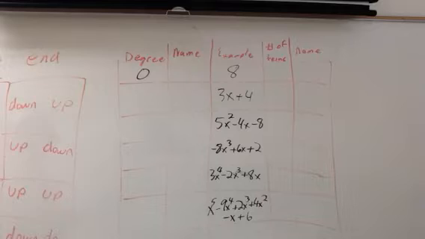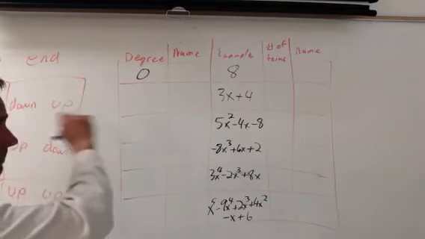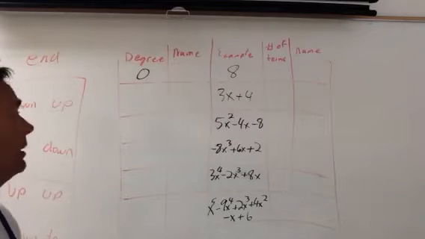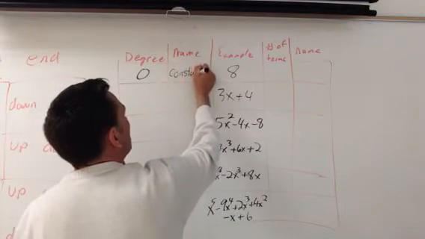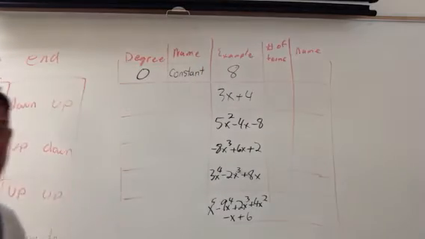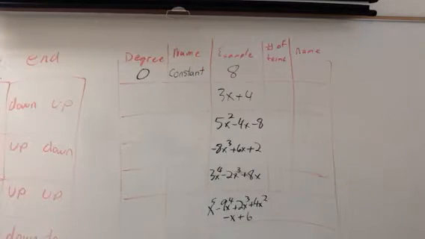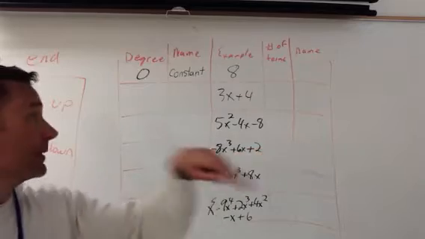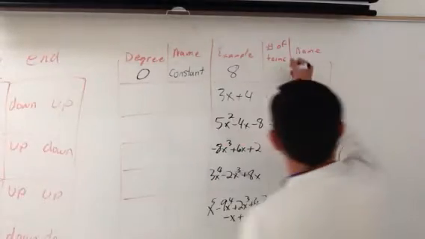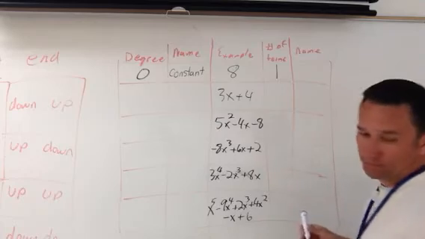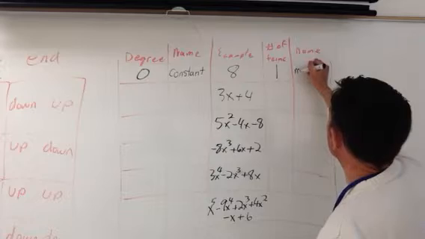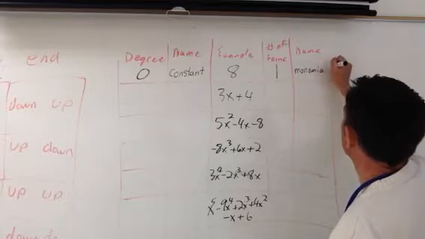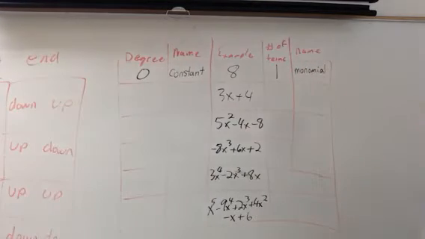Now this would result in a horizontal line, and this would be called a constant function. It's constant because the y values are not changing. They're not increasing or decreasing as they go. They're staying constant at 8. There's one term here, and that would make this a monomial. So we can fill that in. Remember, monomial, mono means one, and it's one term.